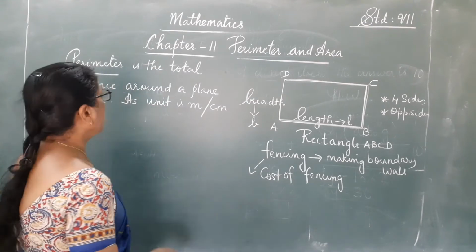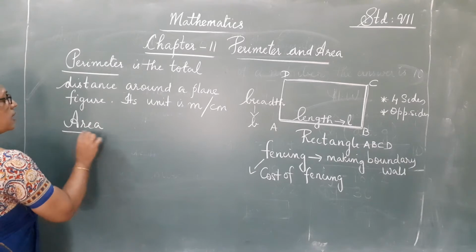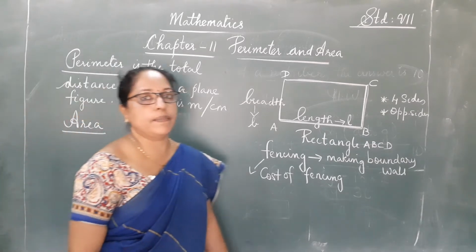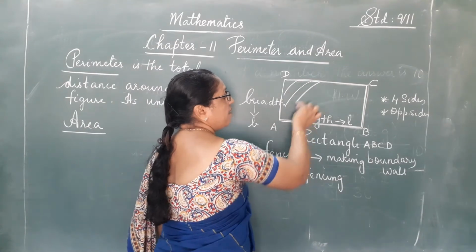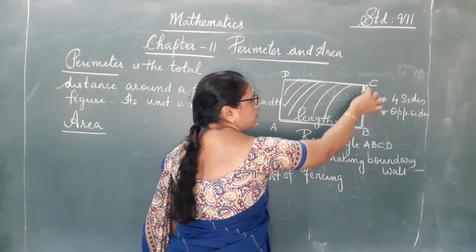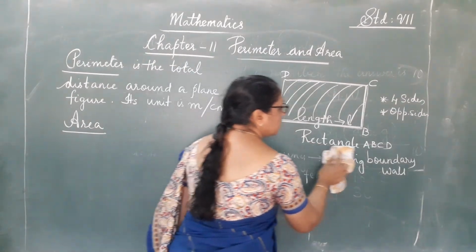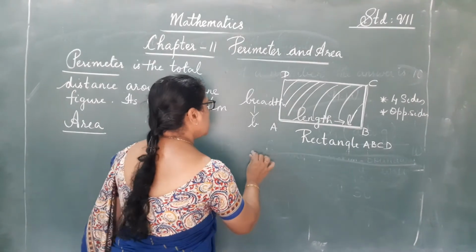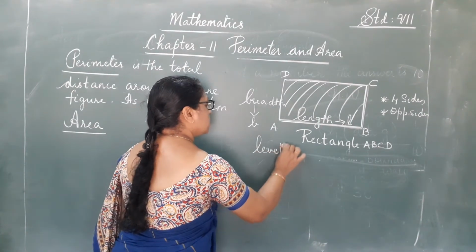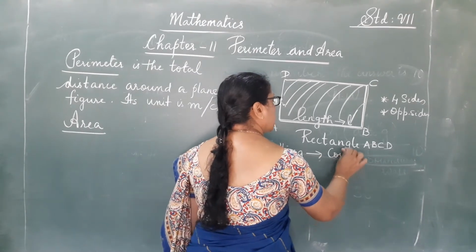Now we come to the next concept, area. What is the definition of area? What do you understand by area? Here I will tell you, we are leveling this field. What is the cost of leveling? The work done is leveling the field. What is the cost of leveling?